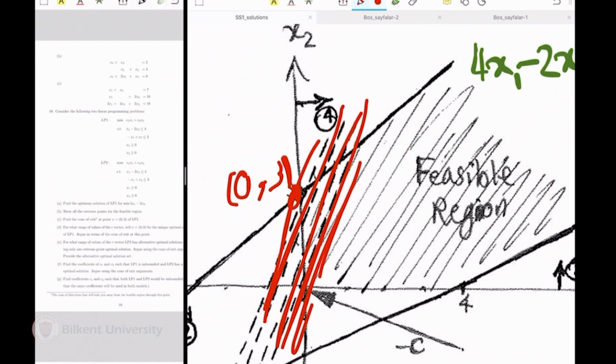So is it clear? Now, this is the solution to the part A question. It's saying find the optimal solution of LP1 for this objective function, and if x1 is 0 and x2 is 3, I can just put it in. The objective function becomes minus 6, the objective function value.